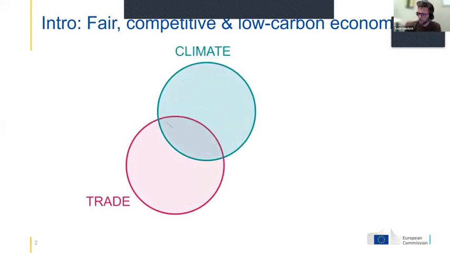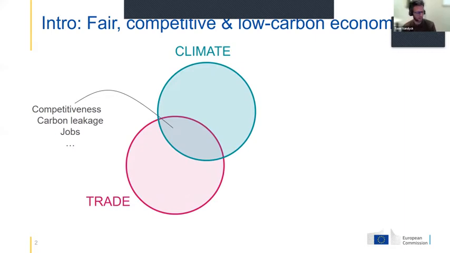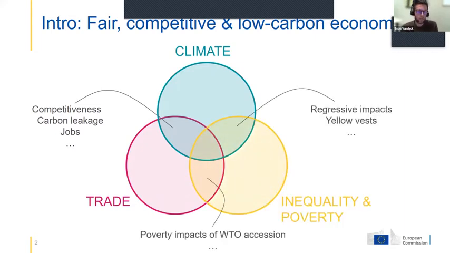Just as a quick intro, looking at the literature, there's been quite a lot of work already on the interface between climate policy and international trade, on carbon leakage, competitiveness. There's also been quite a lot on climate policy and distributional impacts. We saw a couple of examples in the previous presentations. And also on the interface between trade policy or international trade and inequality and poverty, there's already quite some work, but we found there was not so much on the interface of the three.